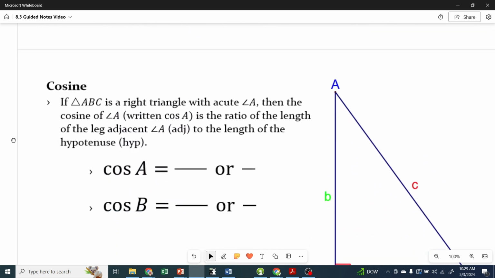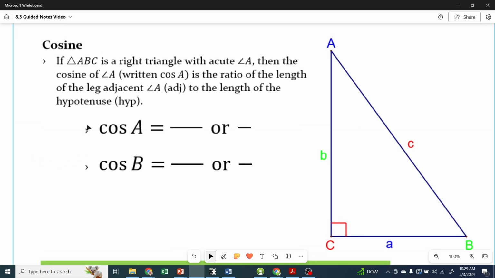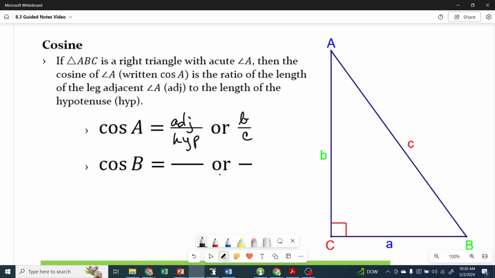Now the cosine of triangle ABC is going to be equal to the adjacent length over the hypotenuse. So we would write this as adjacent over hypotenuse here. In angle A's case, that would be the length B over C. And again, adjacent over hypotenuse for B is the same ratio, but in this case it would be A over C.